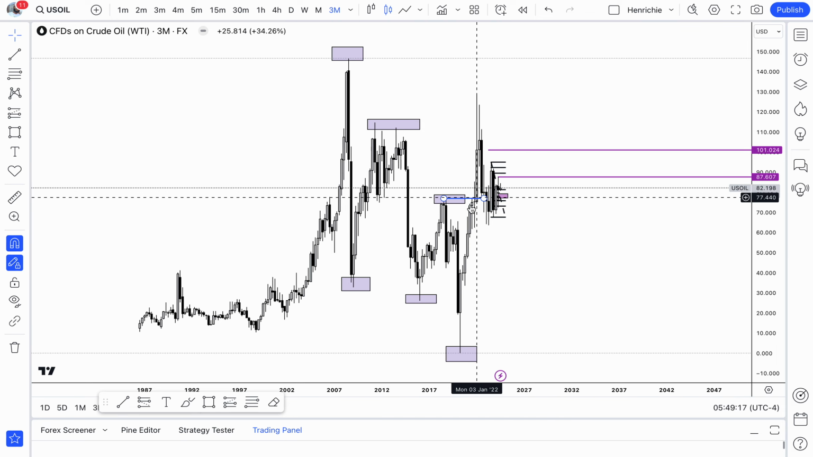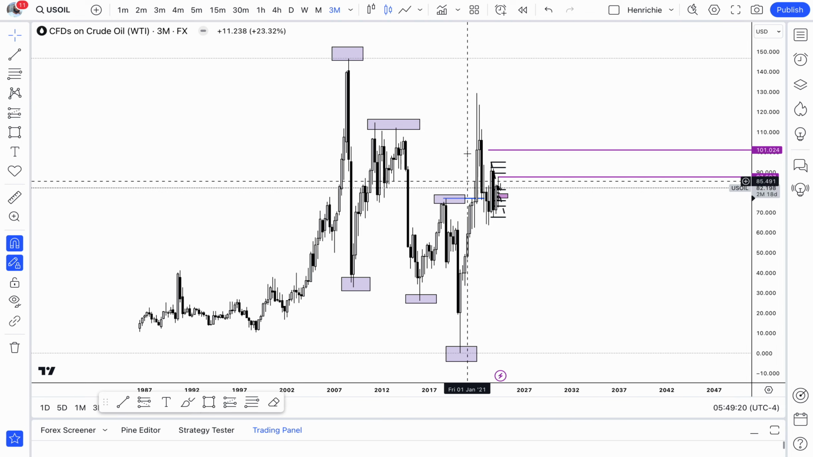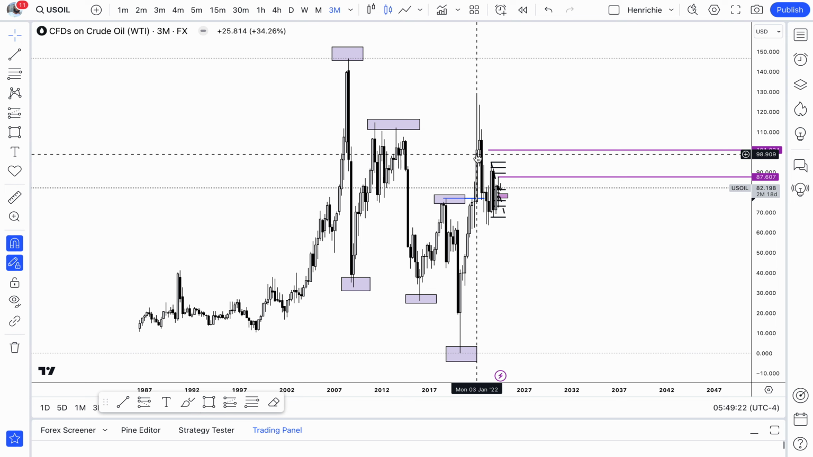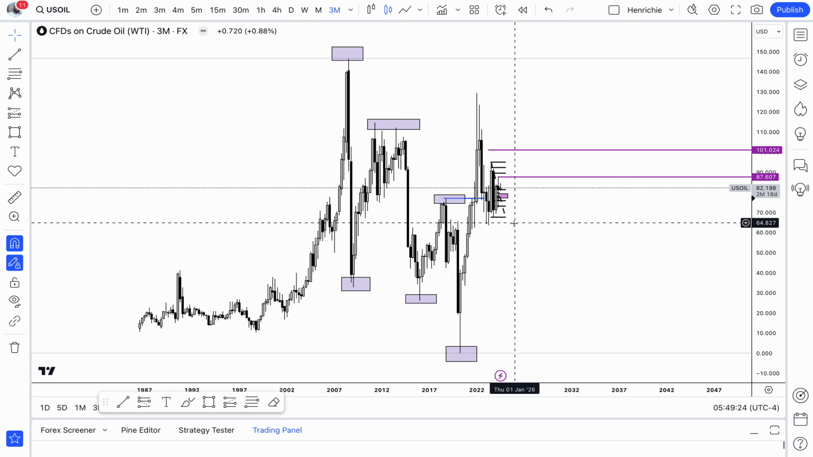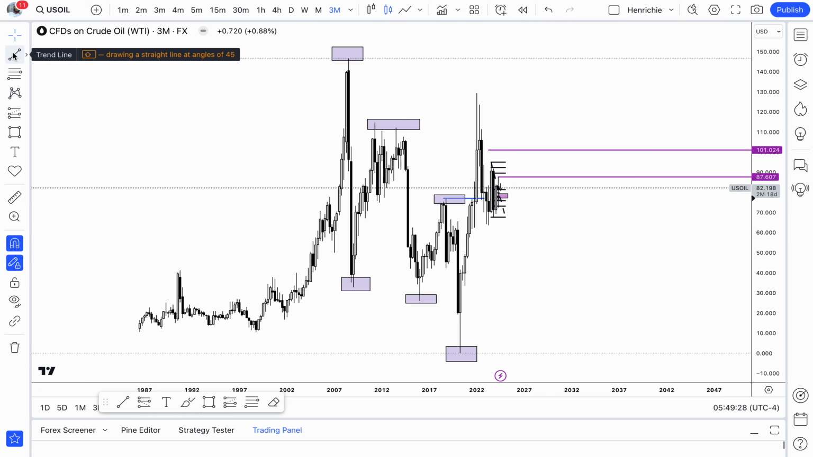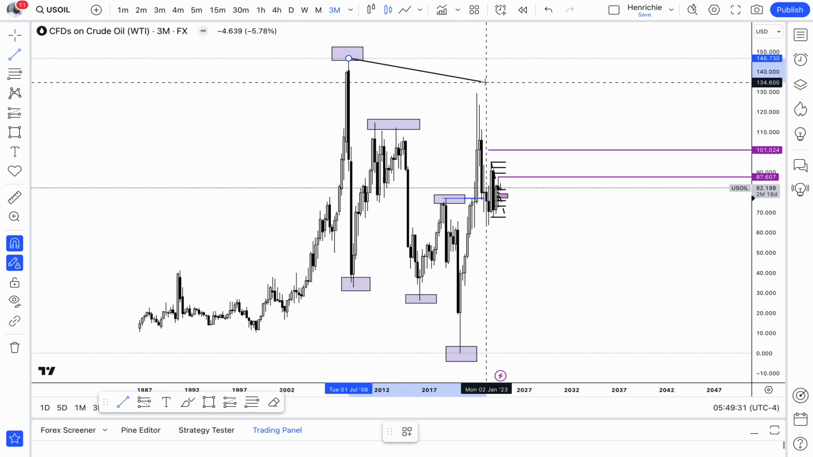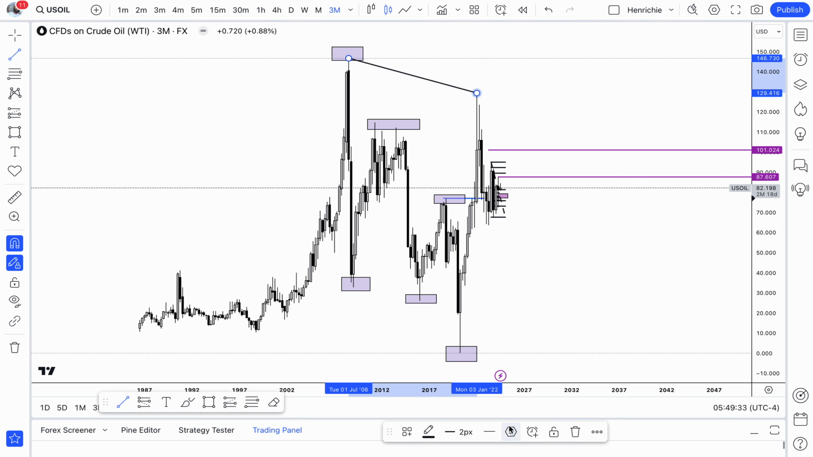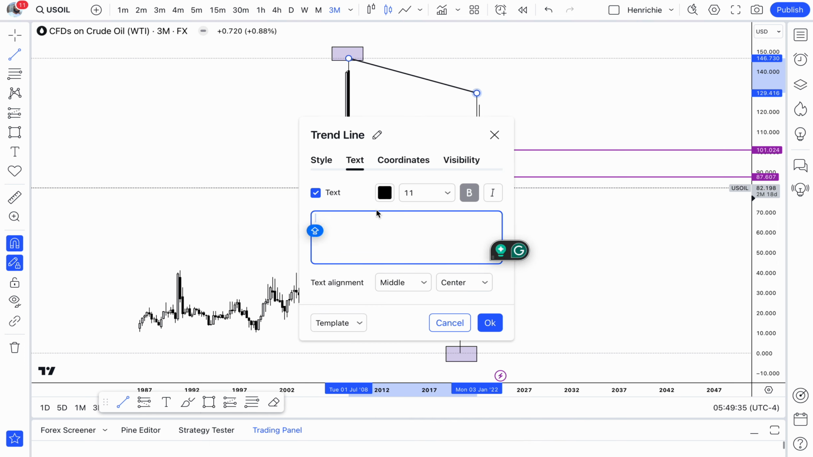The moment this structure got broken, my only interest is for a retracement into a discount and an expansion to potentially rally above this low resistance liquidity.